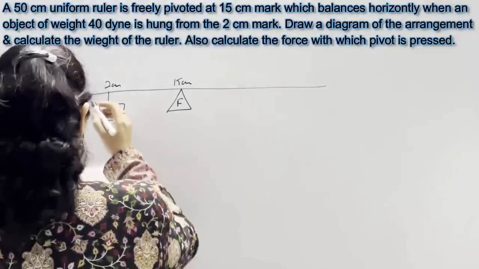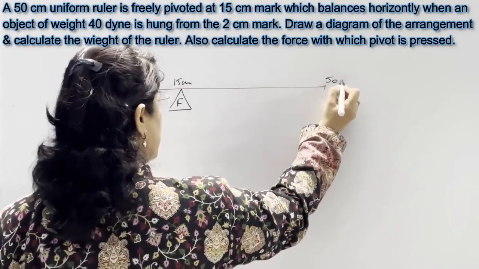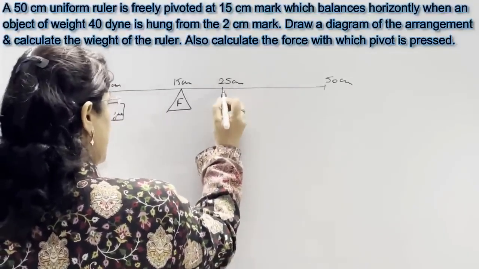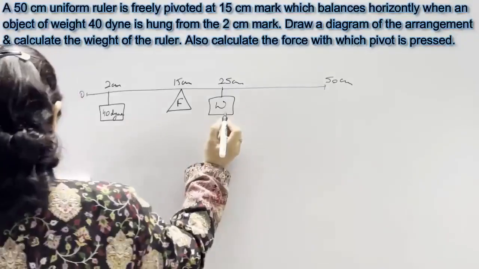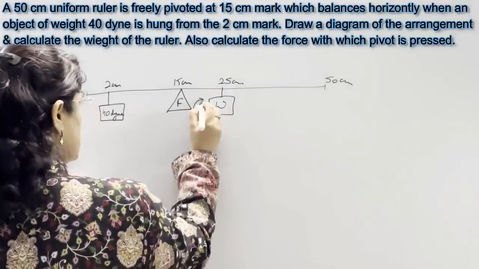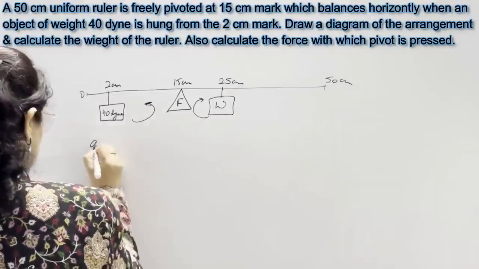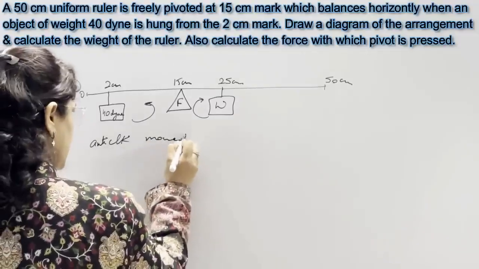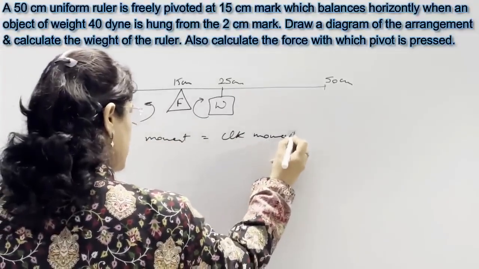Now we know that it is a 50 centimeter uniform ruler. It means its center of gravity should lie at the 25 centimeter mark. So at the 25 centimeter mark, this is the weight of the ruler. We can take it as W. Now this is the clockwise moment and this is the anti-clockwise moment. Now anti-clockwise moment is equal to clockwise moment according to the principle of moment.